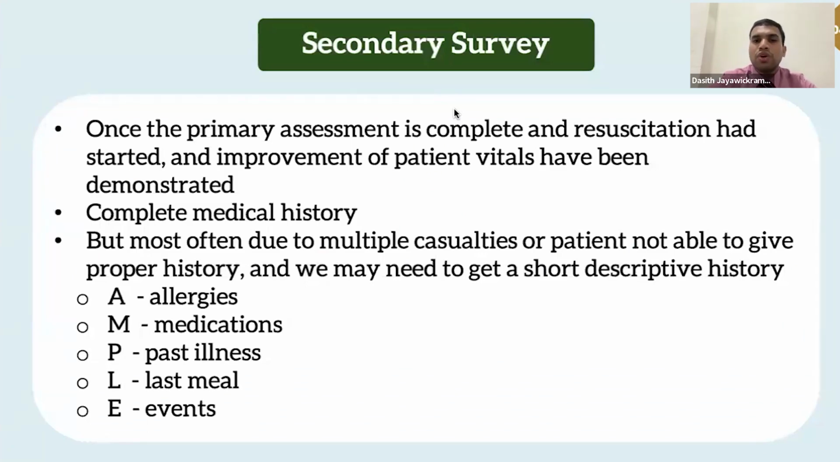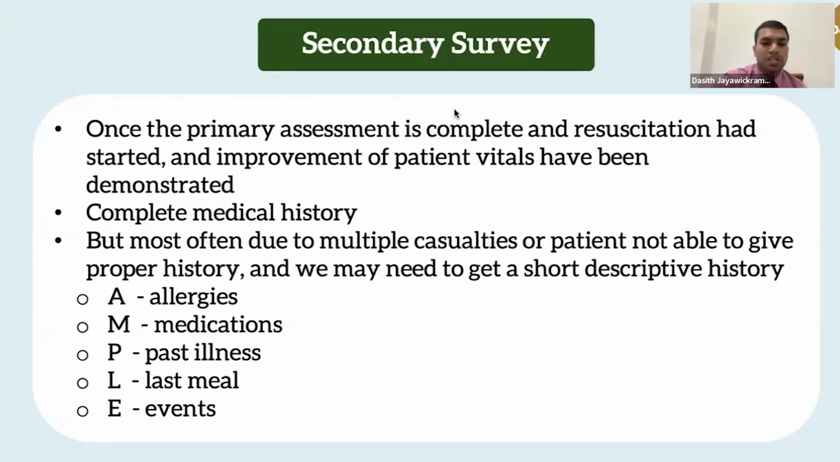So we go to secondary survey. So we take a complete medical history, if the patient is able to give a medical history. If the patient is not able to give a history, for example, the patient is drowsy because of intoxication, he can't give a good medical history. So what are we going to do?